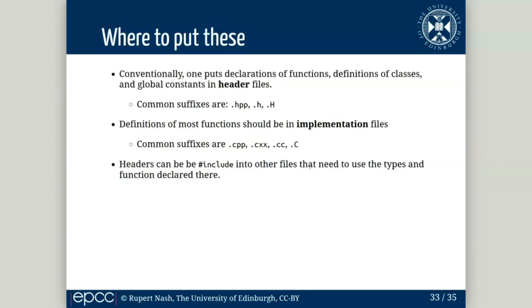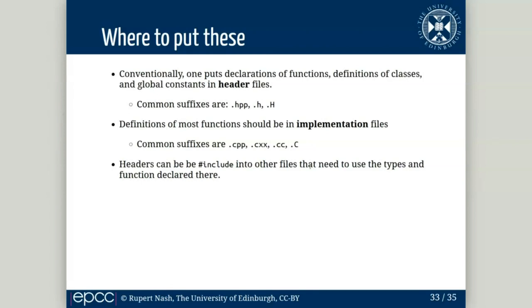Well, when I was talking earlier about the header files and the body files or implementation files, we should put our declarations of functions, our definitions of classes and global constants in our header files. And as I said, their common suffixes are .hpp, .h, and capital .H, although I'd recommend using .hpp. The definitions of most functions should be in the implementation files. So again, the common suffixes there are .cpp, .cxx, .cc, or capital .C. Again, I tend to prefer .cpp.